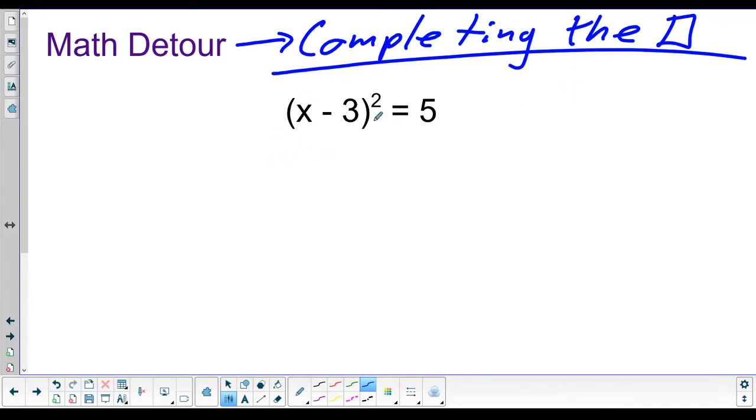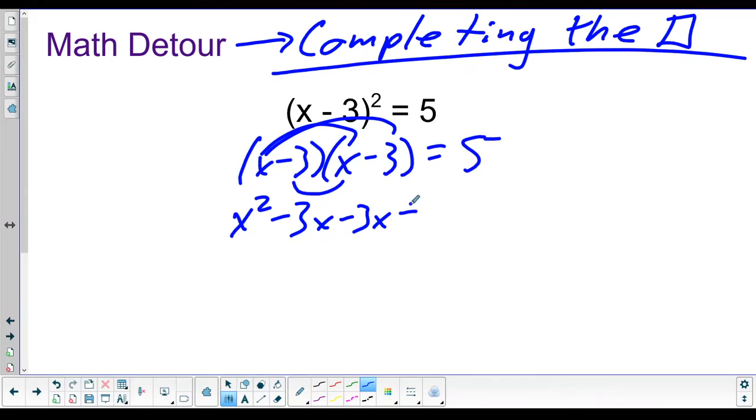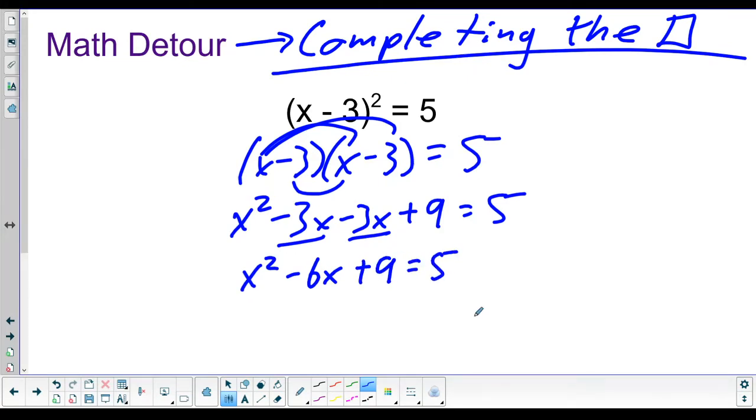All right, so let's go ahead and FOIL out x minus 3 squared. So that'll be x minus 3 times x minus 3 equals 5. So we're gonna do our distributing. So x times x is x squared. X times -3 is -3x. -3x times x is another -3x. And -3 times -3 is +9, still equals 5. If we simplify this by combining our like terms, we have x squared minus 6x plus 9 equals 5.